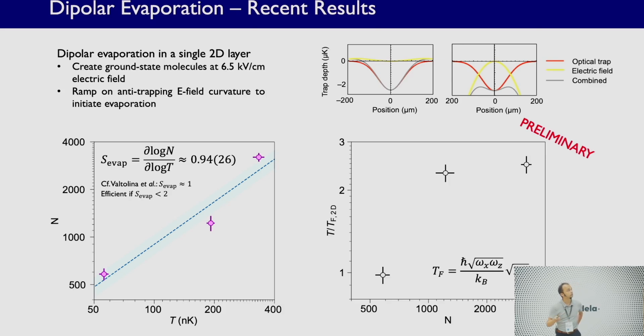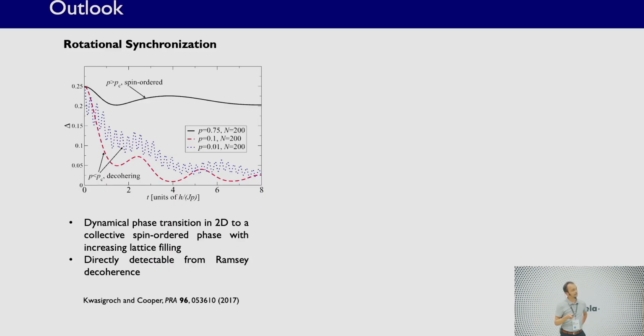It's not super great yet, because if we plot it as T over TF, where TF is the 2D TF of the trap, we see that this step is not that efficient, but we are now touching degeneracy in a single layer. So we're almost there. Then we can start thinking about what to do in this DJVW model.